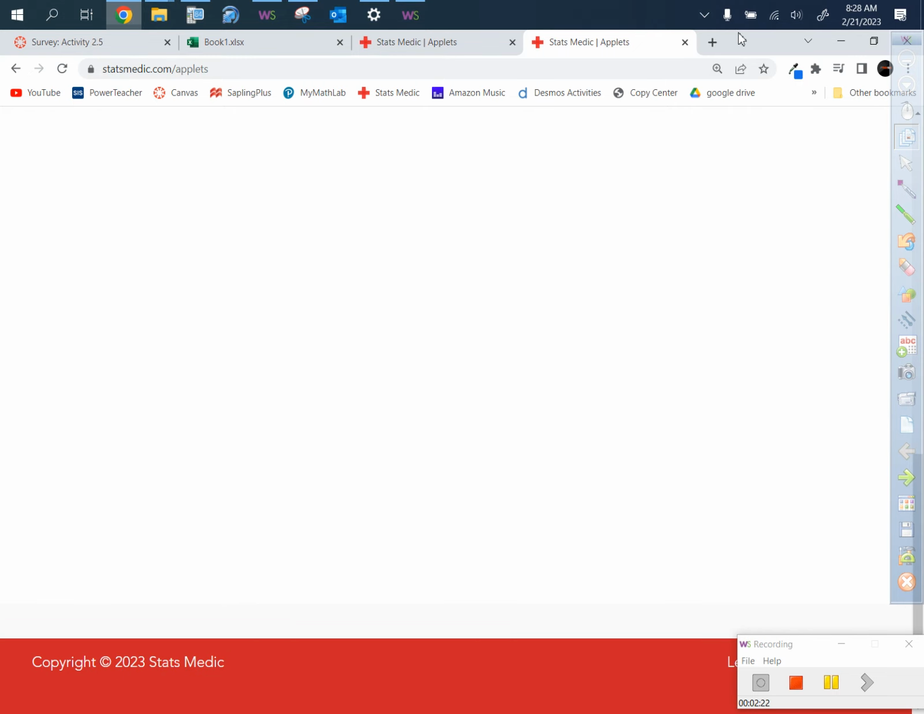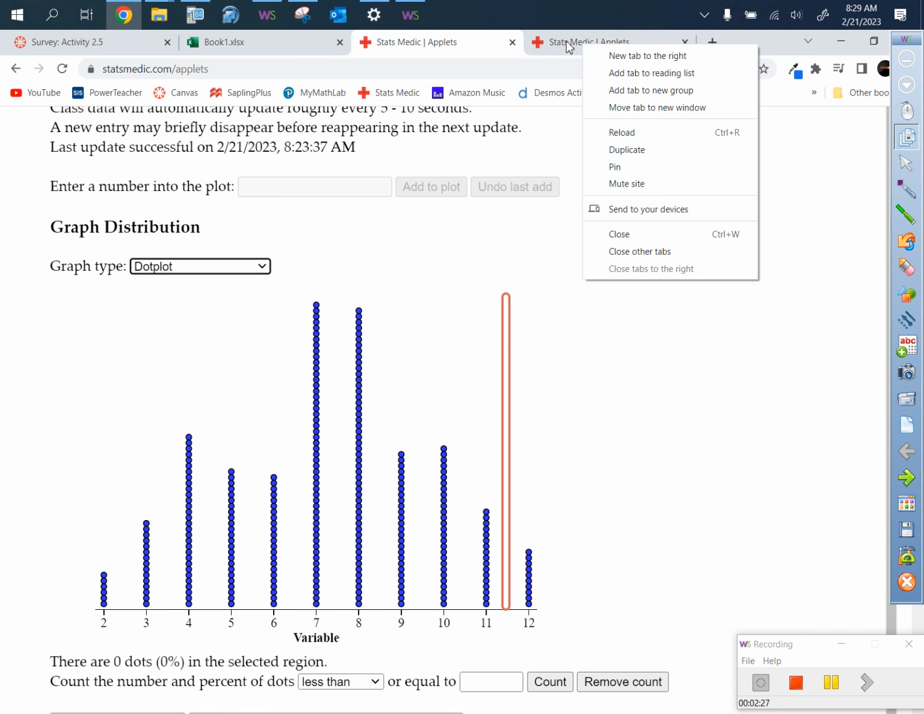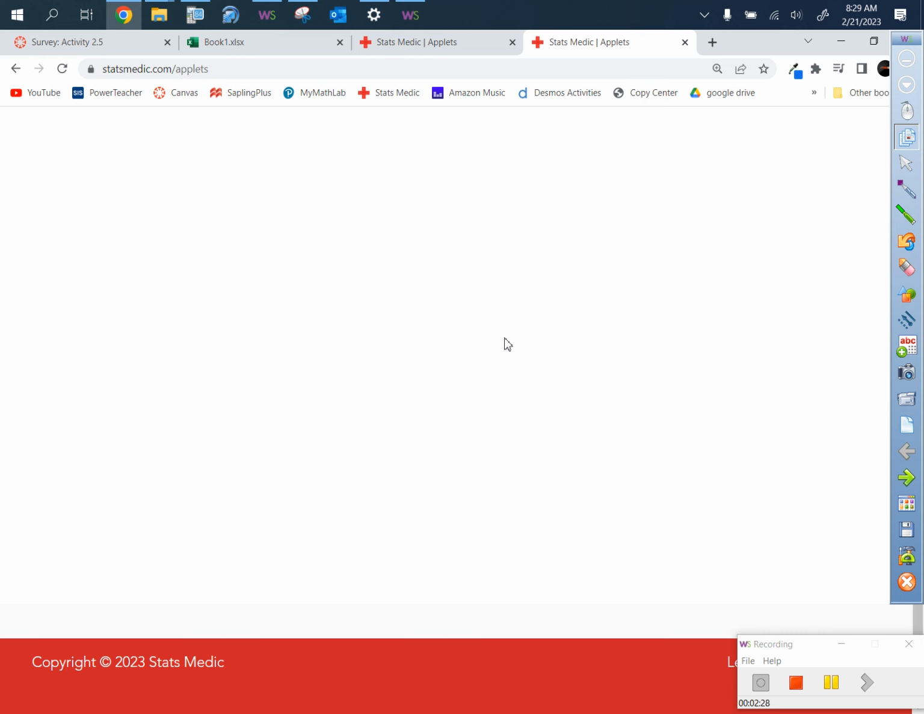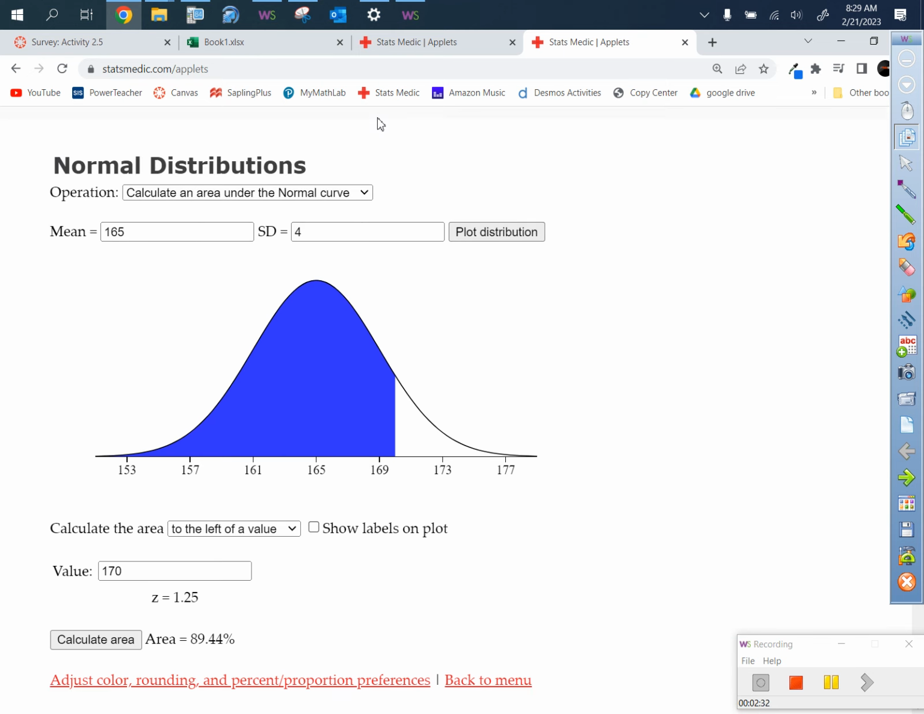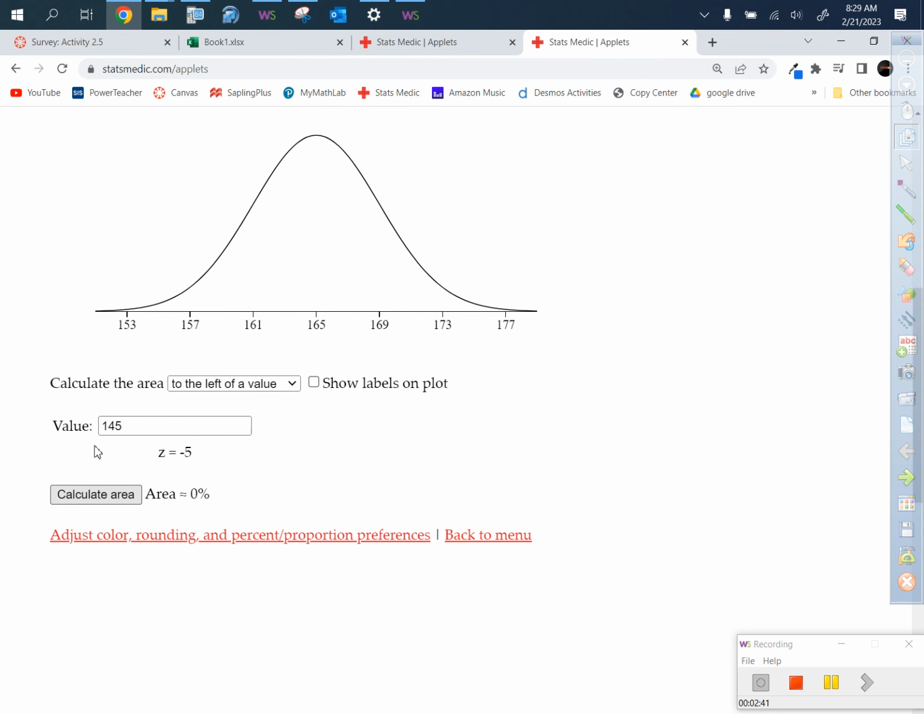So let's answer the next question. What % of cars, I think I hit the wrong button on this guy. What % of cars would be able to make an emergency stop less than 145 feet? So that's to the left of a value. We'll go to 145 and hit calculate area, and holy cow, what happened?